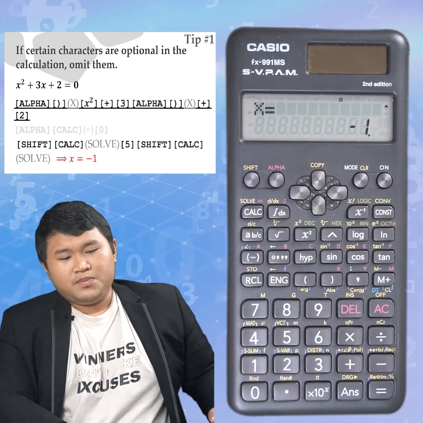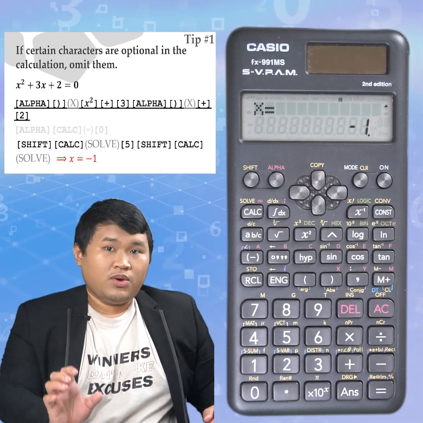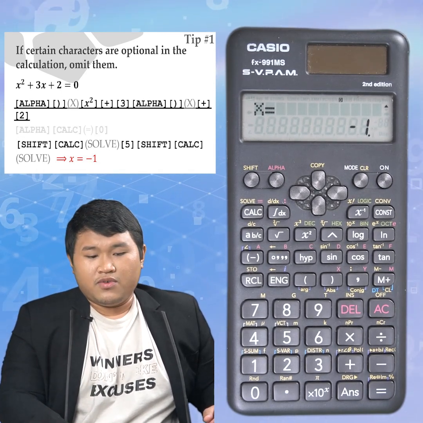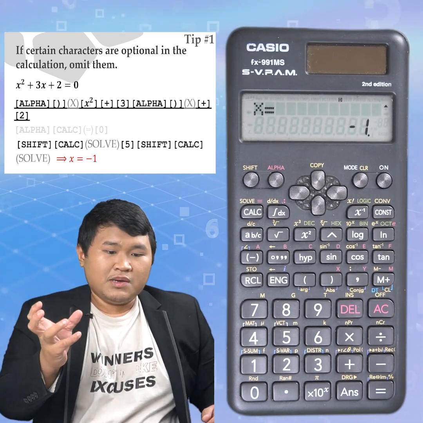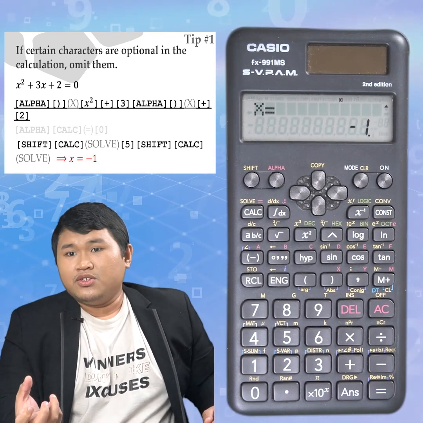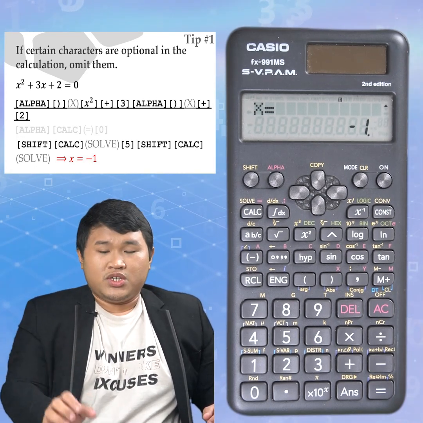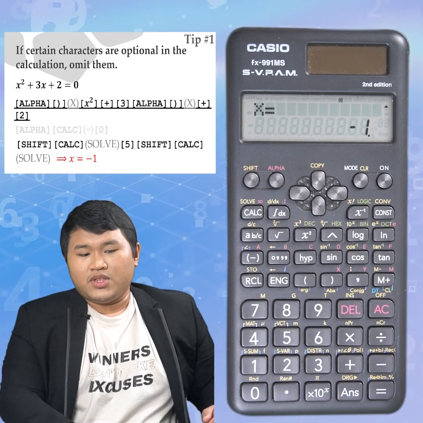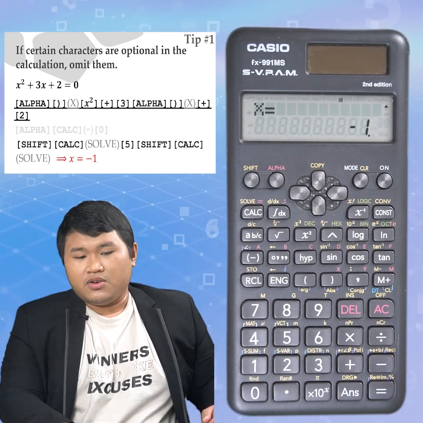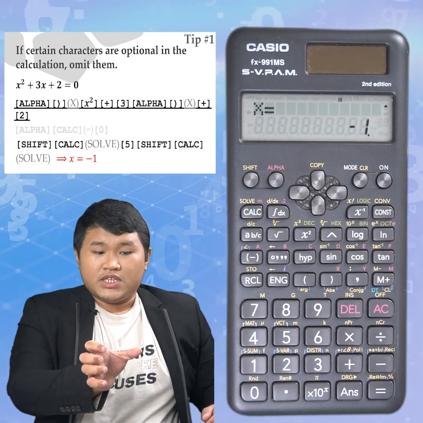Now in this input, notice that the equation ends at 0, so it equals 0. It's in general form. However, the calculator automatically recognizes it. In the absence of that equals 0 in your expression, it is automatically equal to 0 when you do shift solve. So that means you can actually remove the input alpha calc and then 0, or the equal 0 part, and just input the first expression.